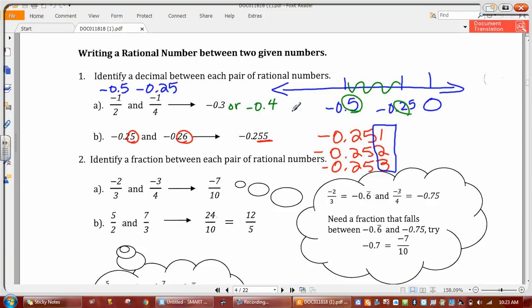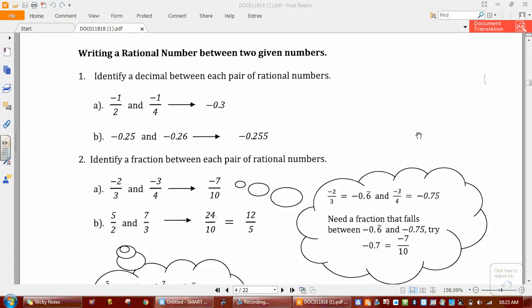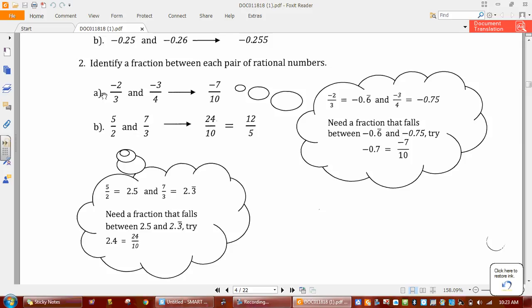Okay? All right. Let's take a look at number 2, identifying fractions between. Again, a good idea: try to change your fractions to decimals. That's a good way to do it, okay? Try getting used to turning your fractions into decimals.